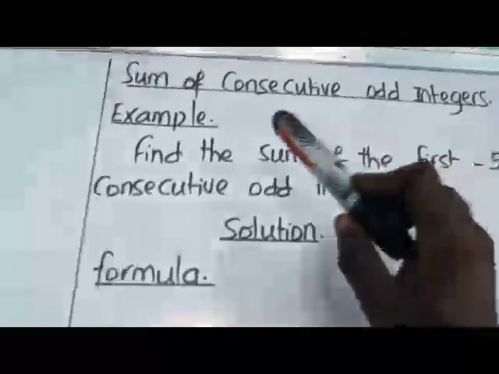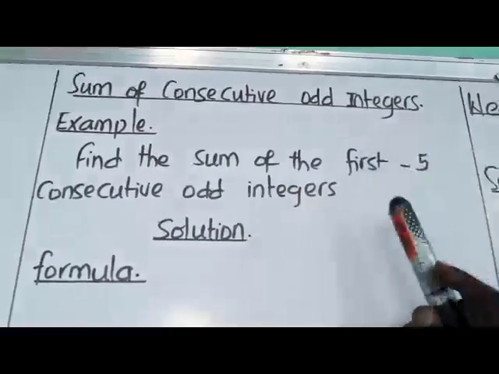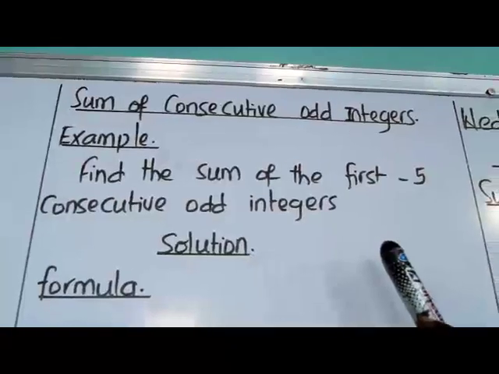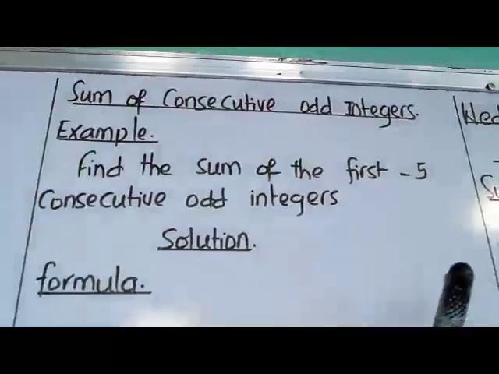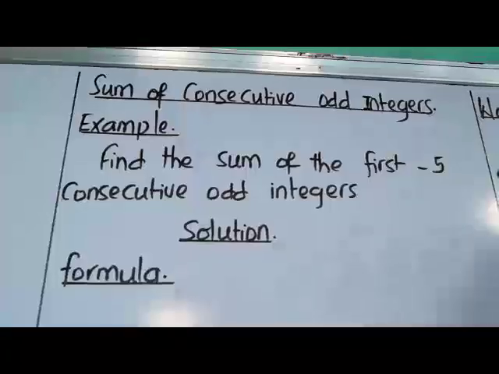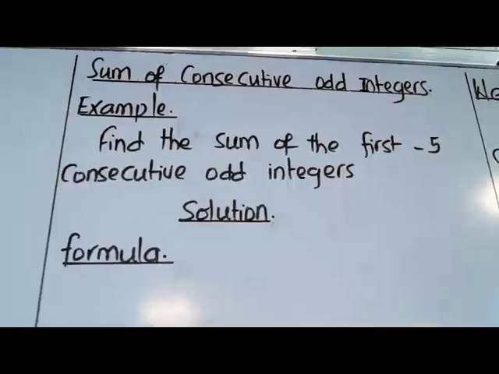Now, we are moving to another part. The second part of this lesson is finding the sum of consecutive odd integers. This is very simple. You remember your odd numbers, numbers that end with 1, 3, 5, and so on and so forth, and they cannot be divided by 2 exactly. We can also find their sum, consecutive odd numbers. Let's look at this example and see how we can solve it.